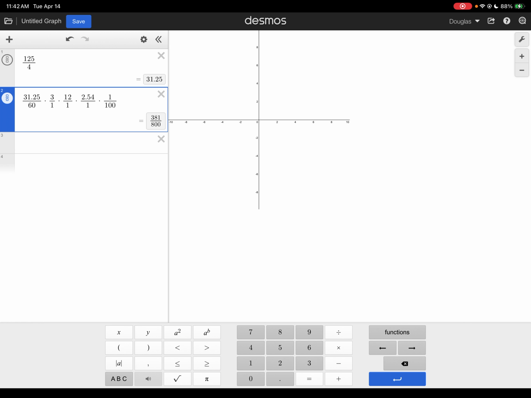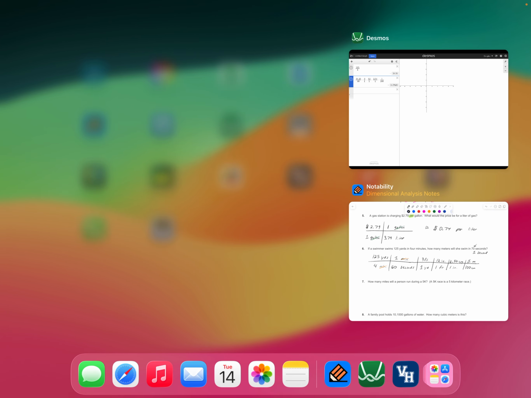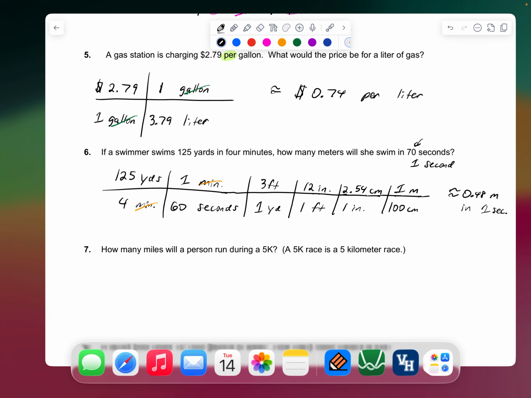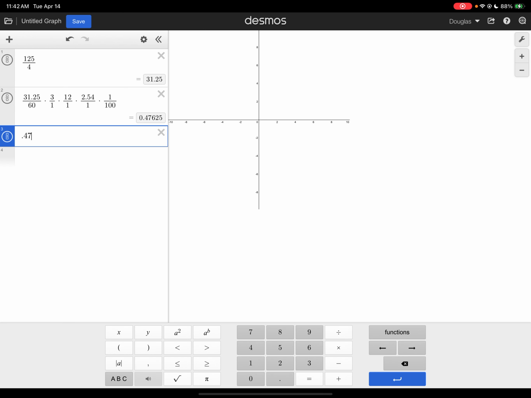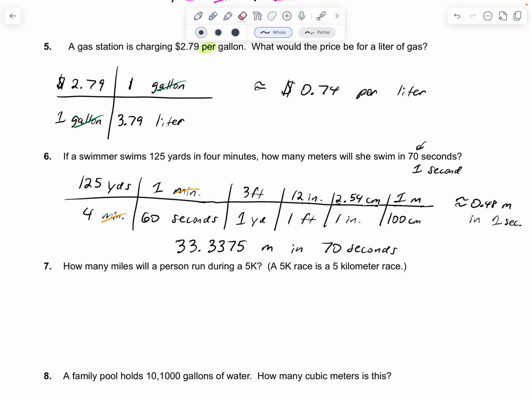All right, let me get this into a decimal. So here is how far she's going to go in 1 second, 0.47625. So approximately 0.48 meters in 1 second. So I'm going to multiply this number by 70. So I'm going to put 0.47625 times 70. So she's going to go 33.3375 meters in 70 seconds. All right, that's it for number 6.